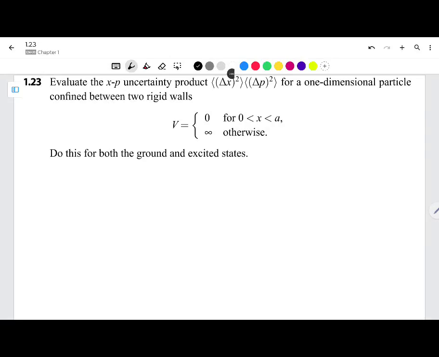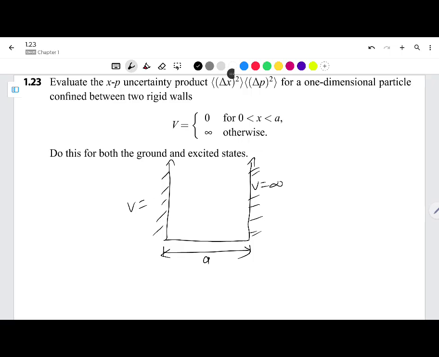So we have a particle in a box, and this length is a, and at this point V is infinite. So the particle will be inside, it will not tunnel through.